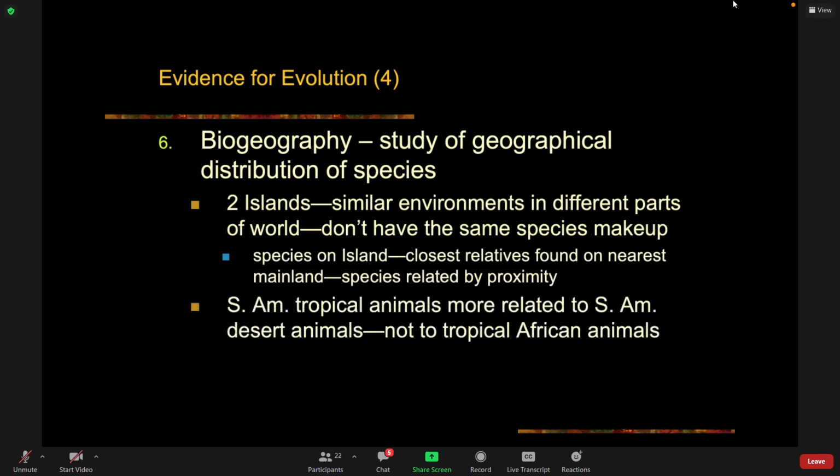Furthermore, when we look at larger land masses, yes? Just to clarify, convergent evolution is just specific traits that are being optimized for that environment that they'll share? Yeah.